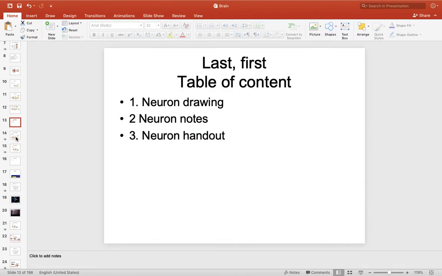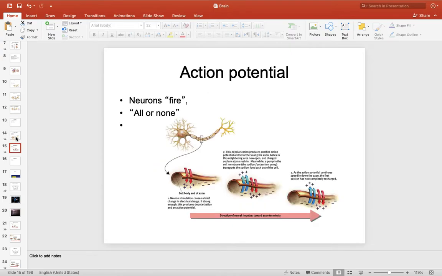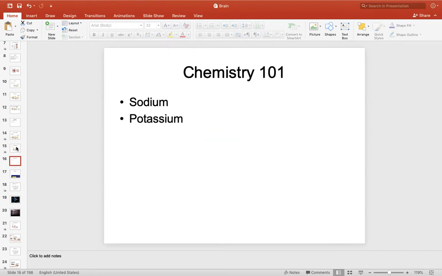Then a neuron is going to fire. And what that means is it's going to send the message. So a neuron will fire, it will send a message. That term is called action potential. And action potential is when a neuron fires and it sends a message. The term all or none is it either fires or it doesn't. There's no in between.